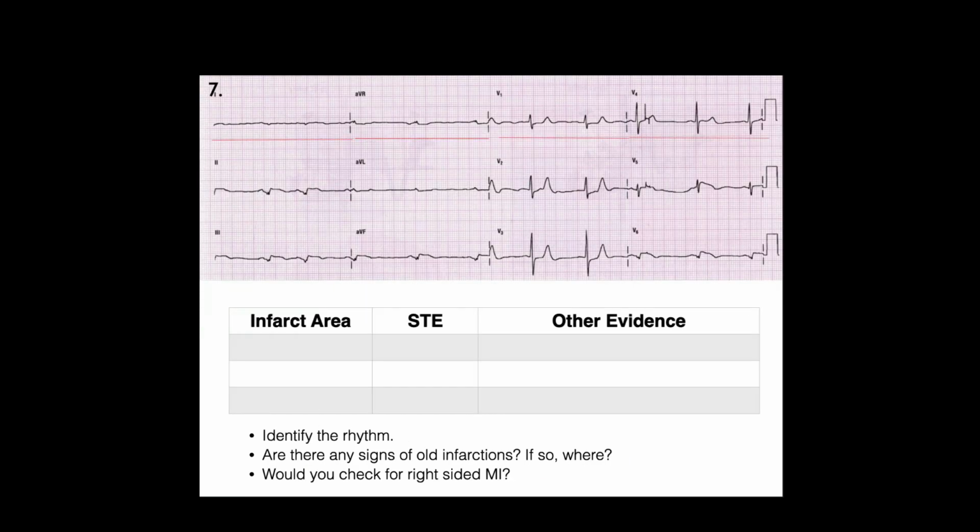Who's next? I think that's me. Okay. So I had ST elevation in 2, 3, and aVF, and then also in V5 and V6. And the evidence for the inferior STEMI was the reciprocal changes in aVL. Good. Okay. I didn't see any signs of the old infarctions, but I would check for right-sided. Yeah, absolutely. So inferior, lateral. Anything else? And check for right-sided. I like that.